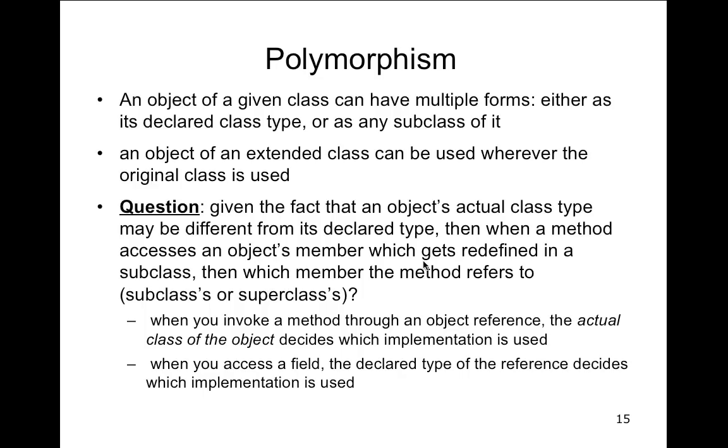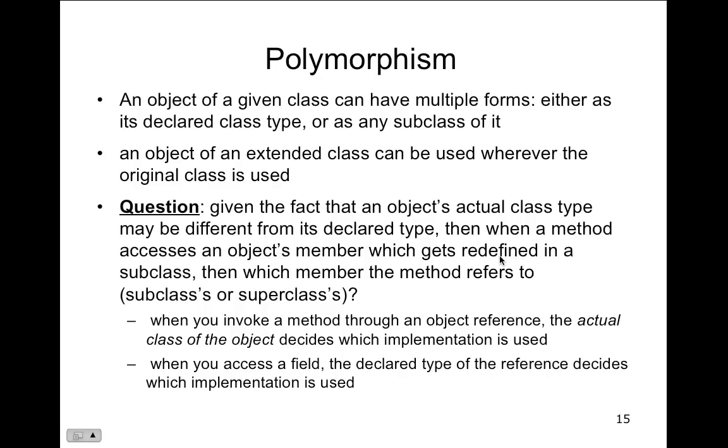An object of a given class can have multiple forms, either as a declared class type or as any of the other subtypes. So actually, we can create polymorphism through class extending as well. We can turn objects into other objects, we can morph them into anything we want. We can do that by extending the behavior and specializing. So an object of an extended class can be used whenever the original class is used. Because if everybody's a part of everybody, then the direct line of ancestry is established, and you can go back and forth and morph through. A student can be a person and vice versa, which is another form of polymorphism, as we've seen.